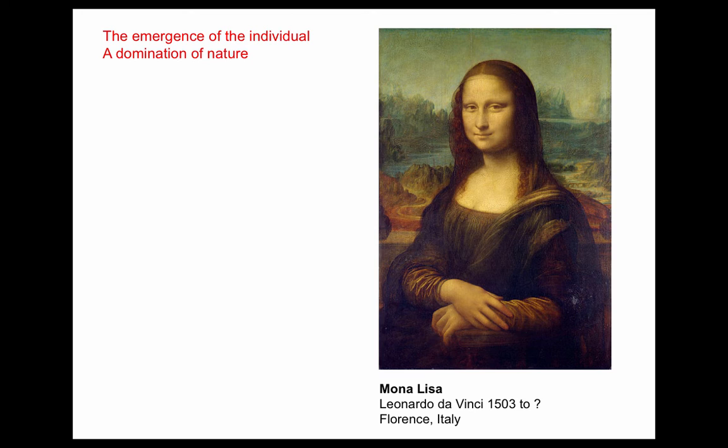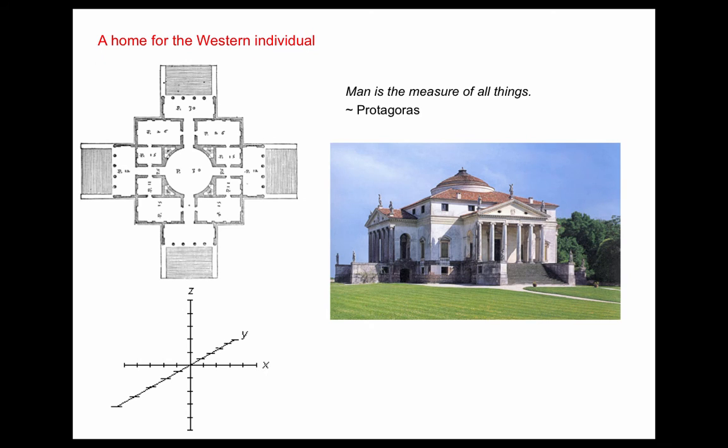And then we have the emergence of the individual and a domination of nature. So it's pretty clear here what's the person and what's nature? Now, maybe I stacked the deck by picking this painting, but that's sort of how we see art. It's about individual human beings. And then a home for that individual.